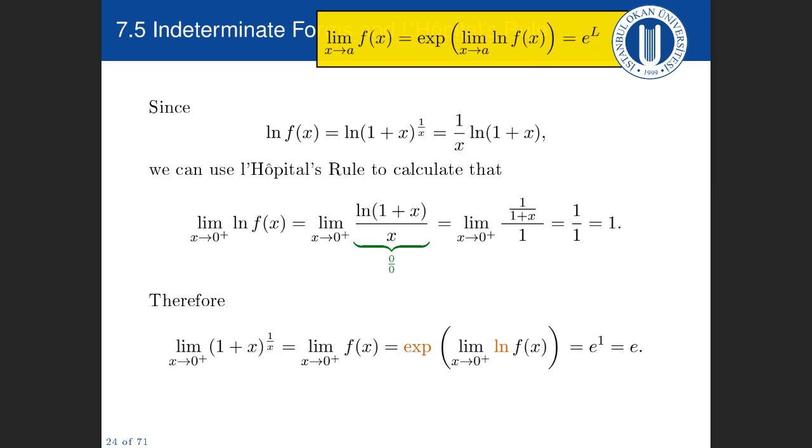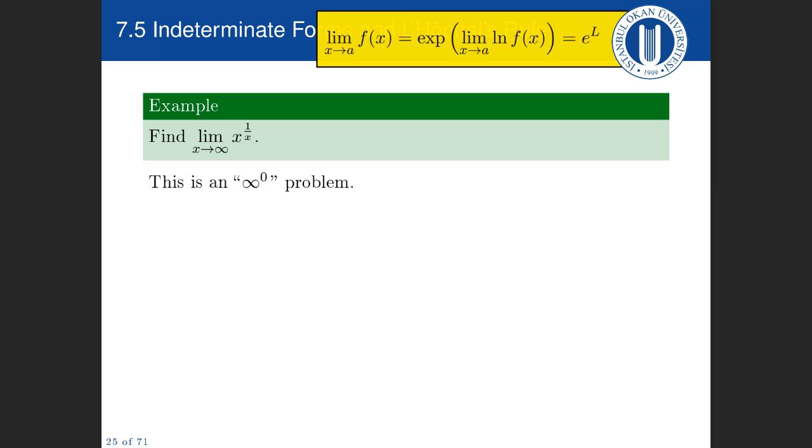The next few examples are the same. Instead of calculating the limit that we really want, we're going to calculate the limit of ln of our function, and then we're going to do e to the power of that number. Find the limit as x tends to infinity of x to the power 1 over x. This is an infinity to the power 0 problem.